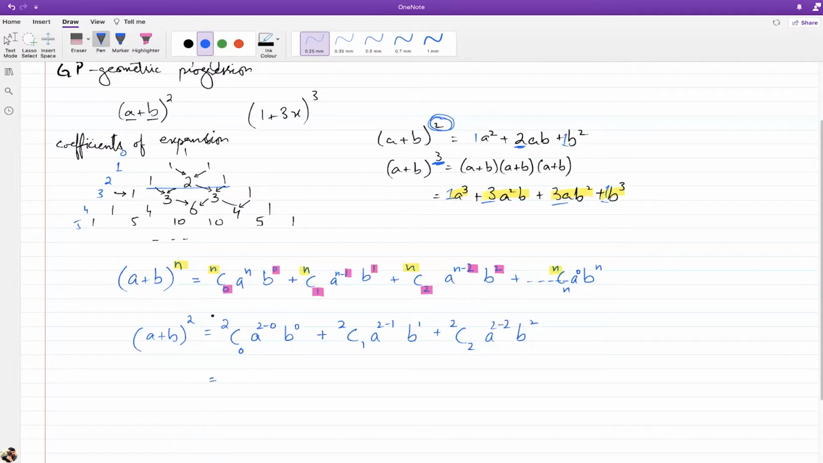If I simplify this, 2c0 comes out to be... these coefficients are basically from Pascal's triangle. So these will become 1, 2, and 1. Then a to the power 2 and b to the power 0 is 1. Similarly, a to the power 1, b to the power 1, and a to the power 0, b to the power 2, so this also goes away. So you're left with a squared plus 2ab plus b squared.